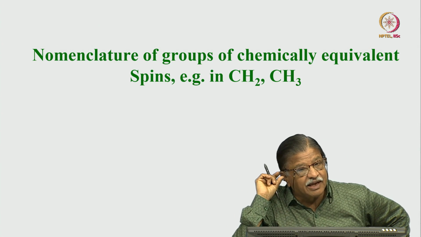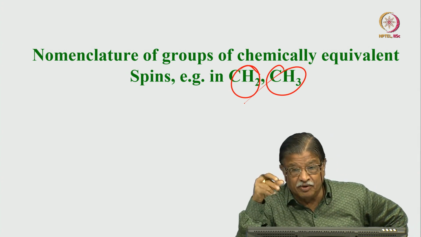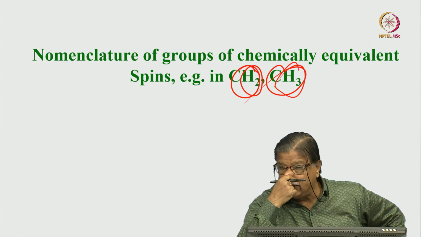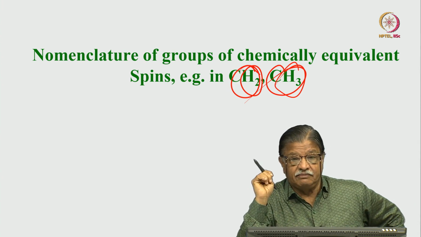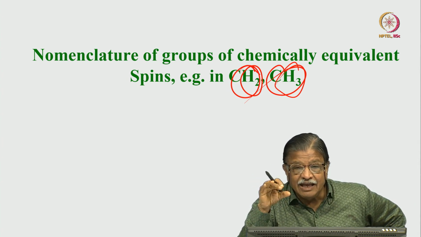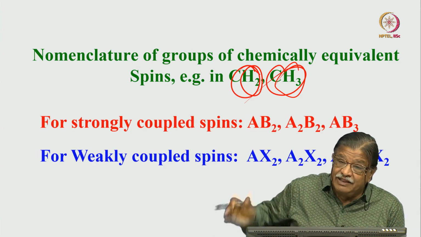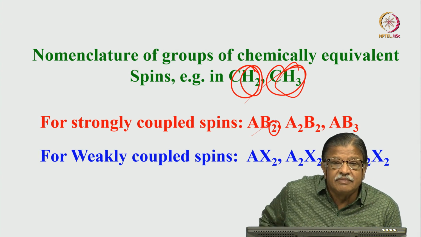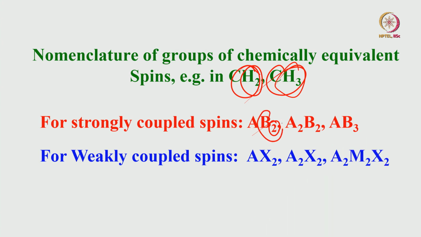What is the nomenclature of chemically equivalent spins when I have groups of spins like CH2 and CH3 groups? In CH2 there are 2 protons which are chemically equivalent, here 3 protons which are equivalent, it could be chemically equivalent or magnetically equivalent, it does not matter, there are equivalent groups. Then what nomenclature do we have to use in such spin systems? Remember, when they are chemically equivalent we give the prime notation, when they are equivalent groups we use a subscript like this. That means if I say AB2, that means there are two protons which are chemically equivalent.